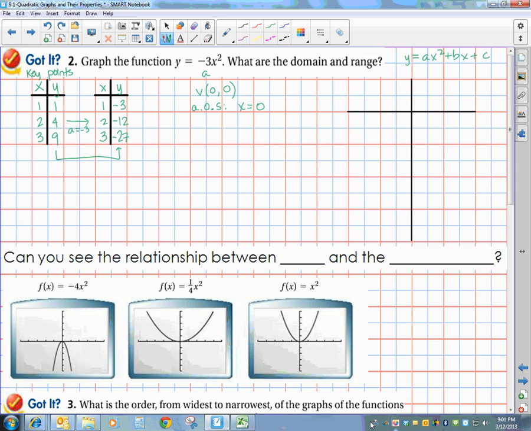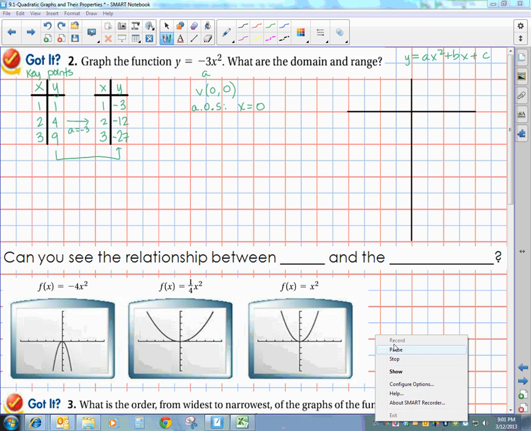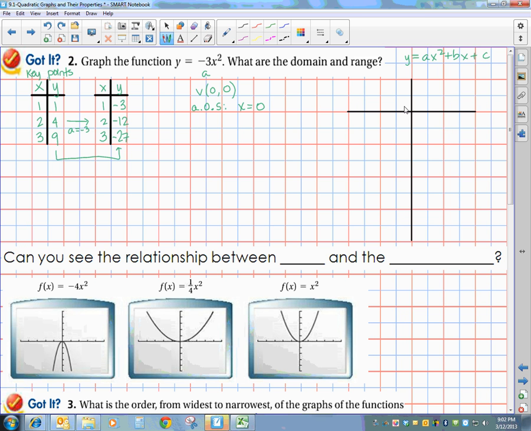So from here, let's go plot our vertex. Our vertex is at (0, 0), so we're plotting that point. Now, the next is your axis of symmetry, which is x equals 0. It always goes through your vertex. It's a vertical line through your vertex. That one looks kind of big. I might have a hard time even finding my vertex there. So my vertex is at (0, 0).